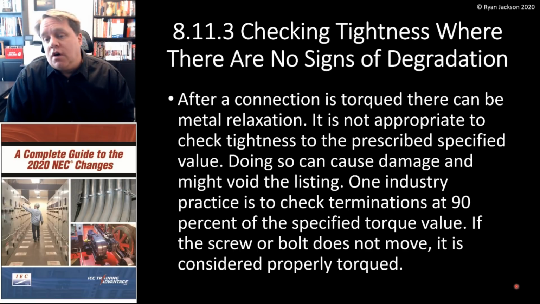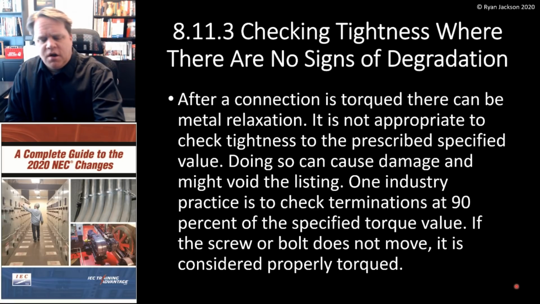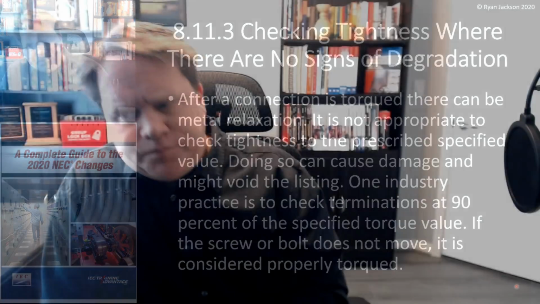Doing so can cause damage and might void the listing. One industry practice is to check terminations at 90% of the specified torque value, and if the screw or bolt does not move, it's considered properly torqued. So let's talk about that. If my termination says 25 inch-pounds, and you tighten it to 25 inch-pounds, if you come back in a couple of days and check it again, it probably will not be 25 inch-pounds anymore.